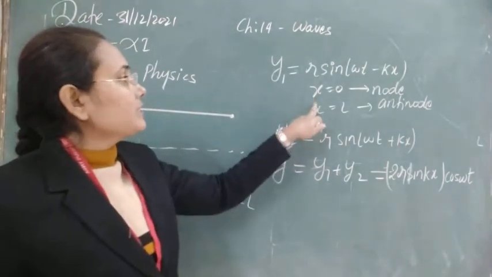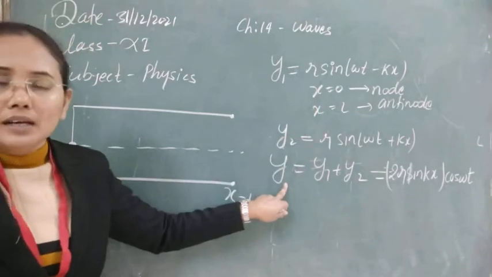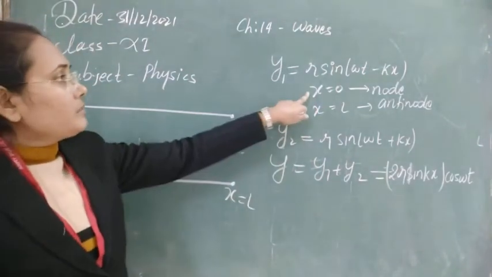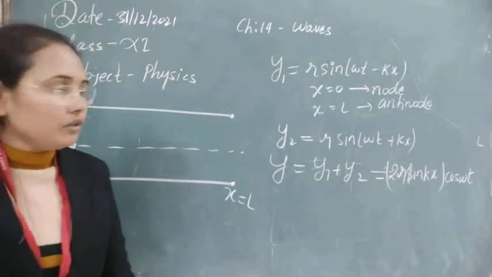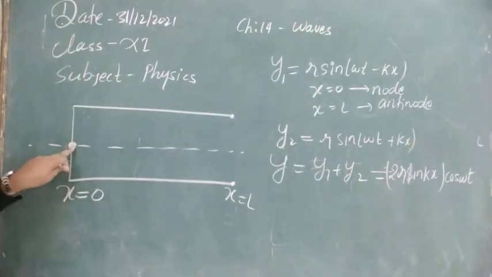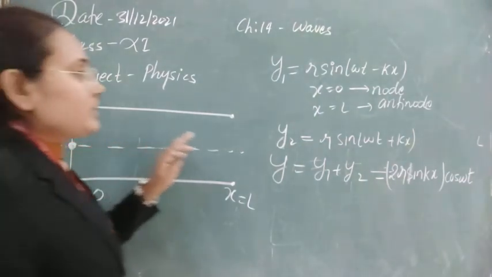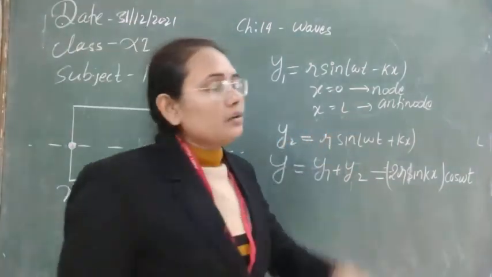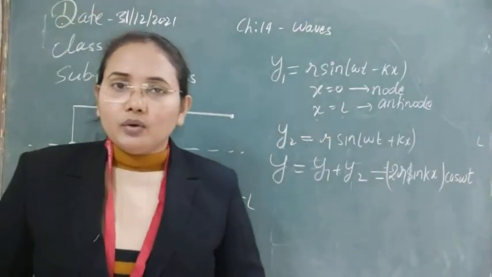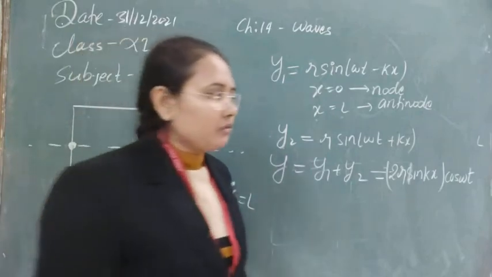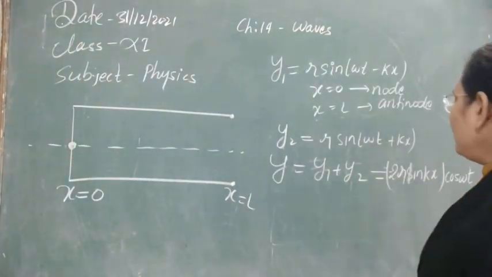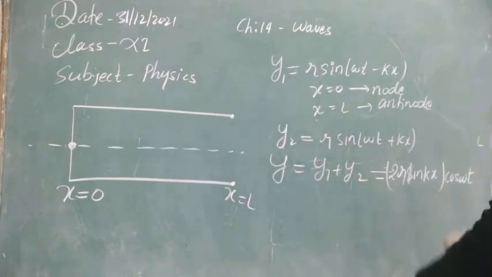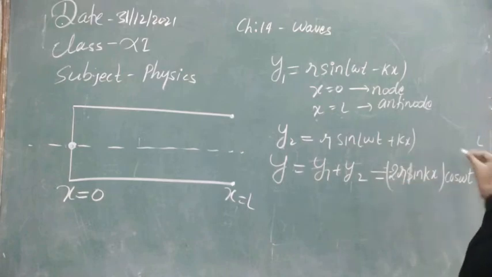Now let's impose the boundary conditions on this displacement equation. The first boundary condition is when x is equal to 0, the displacement is 0. So this x is equal to 0 point is the node point. Now the second case, at x is equal to L, we are getting an antinode, which means we get maximum displacement. For that, the value of y will be maximum, and this will be maximum when these factors are maximum.